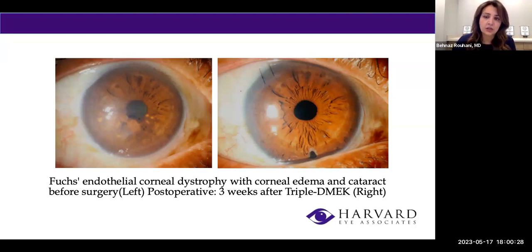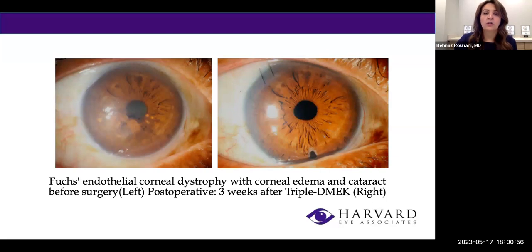So what we do for patients these days, the beauty of the transplant surgeries these days, is that we don't need to remove the whole cornea. We just go in the eye and remove the inner endothelial cells and replace them with just one layer of donor tissue. And you can see this patient after 3 weeks is nice and clear and everything looks great and the vision is much improved.